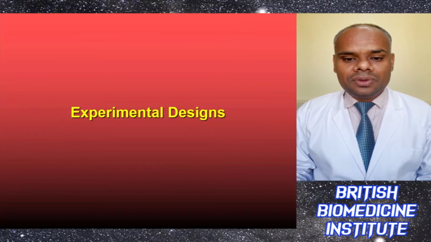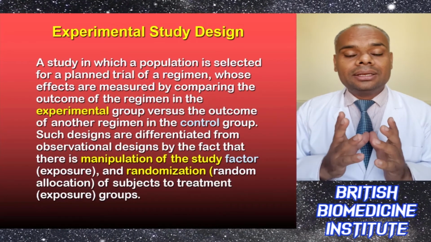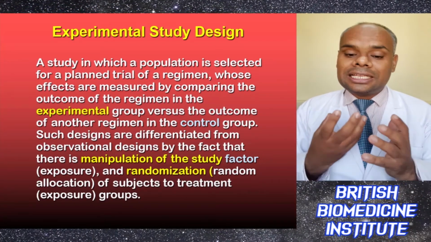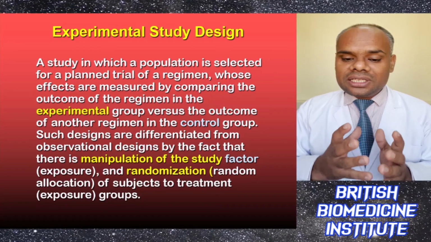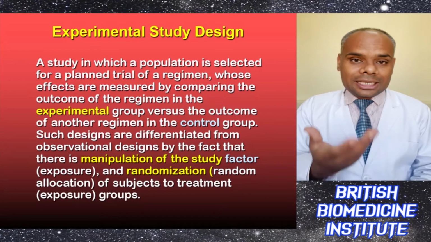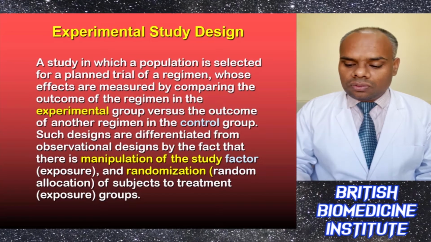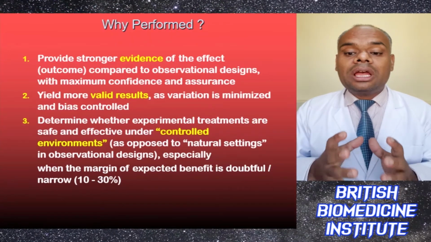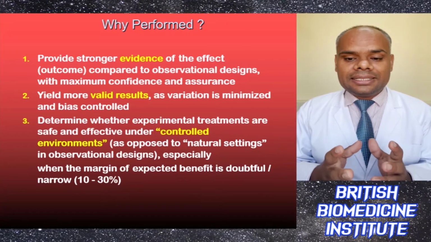So under experimental design, basically a study in which the population is selected for a planned trial of a regime whose effects are measured by comparing the outcome of the regime in the experimental group versus the outcome of another regime in the control group. Such designs are differentiated from the observational design by the fact that there is a manipulation of the study factor, like your exposures, or randomization, or we can say random allocation of the patient to treatment in the exposed group. So why is it performed? Basically it provides strong evidence of the effect, or we can say outcome, compared to the observational designs, with maximum confidence and assurance.